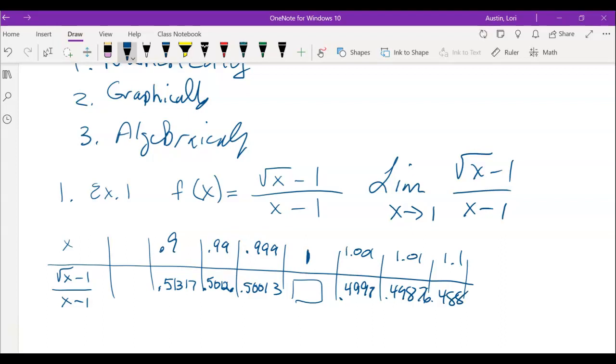So clearly, as we approach from this side and as we approach from the right-hand side, what is it going towards? Do you agree with that? Yeah. That's how you do it numerically. Okay? That's how you do it numerically. I'm going to stop this video because I want to go over the other techniques.